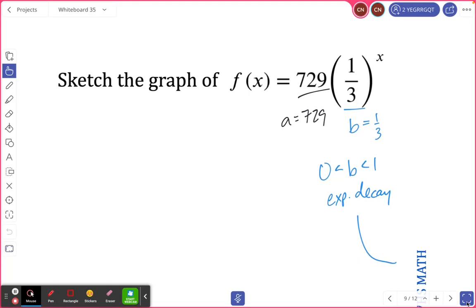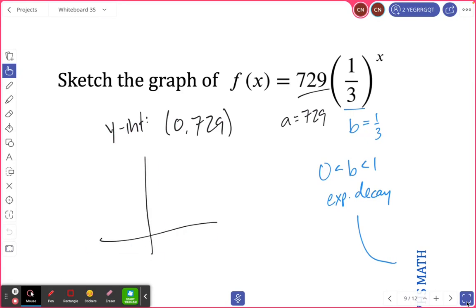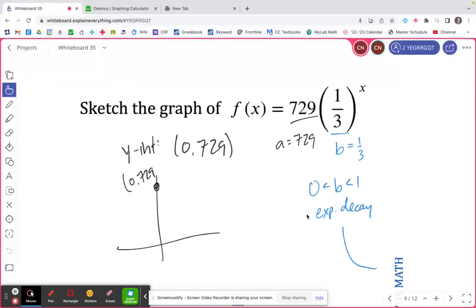So we have a y-intercept at (0, 729), and the exponential decay says, okay, instead of growing left to right, we're just going to be decreasing left to right. So I'm just going to put a dot here and call this the point (0, 729). And then, because I know it's decay, I'm going to start high and go lower like that. And so this graph is going to look like this. I still have that same asymptote there. Okay, sweet.